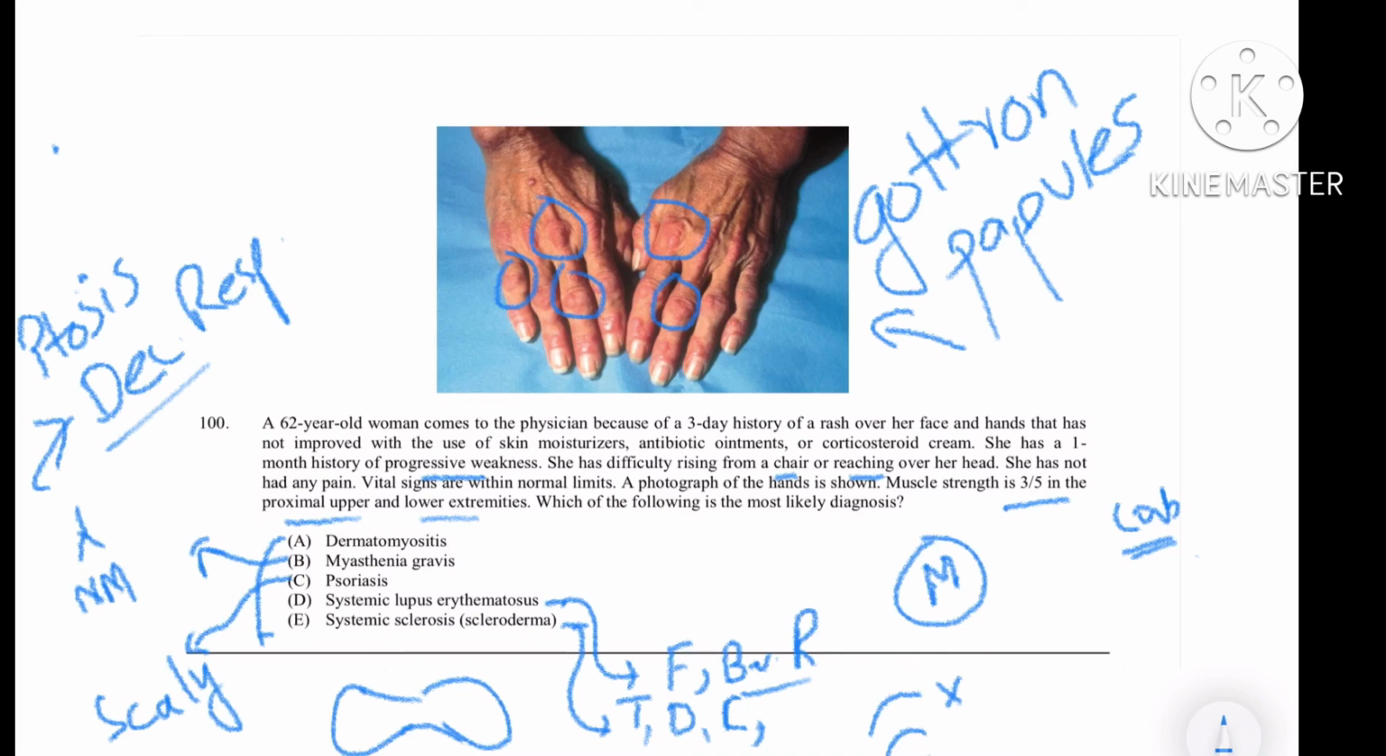So the answer is dermatomyositis, because Gottron papules are given here along with muscle weakness. If you want further confirmation, go for the lab where you can find increased creatine kinase level. So this was today's question. Thank you.